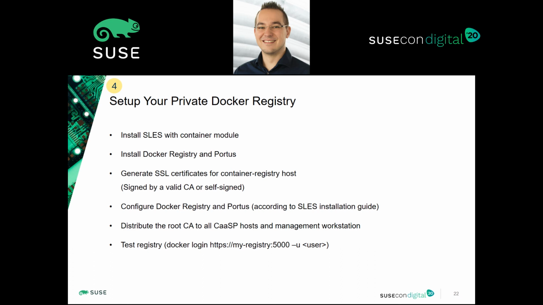So what you do is first install the SLES with the container module and install the Docker registry and Portus. You need to generate SSL certificates for container registry hosts, which can be signed by a valid CA or can be self-signed. And you need to configure the Docker registry and Portus according to the SLES installation guide. And distribute the root CA to all CaaS hosts and management workstations, of course, so that you have the same certificates. And in the end, don't forget to test your registry.